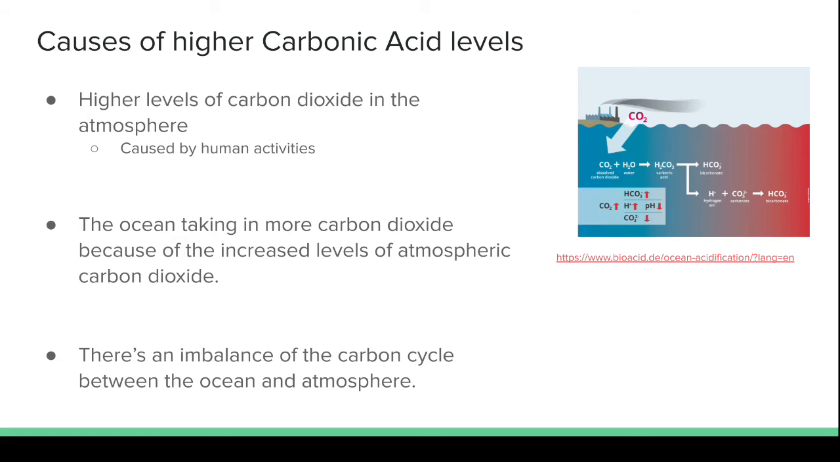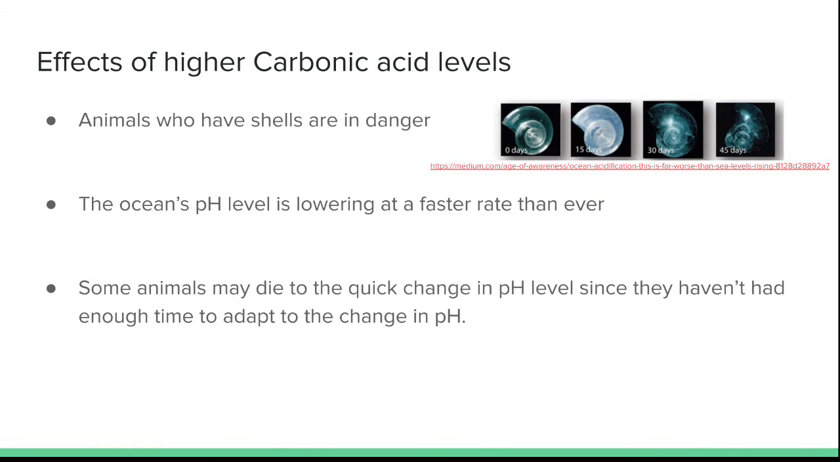The diagram shows how the carbon dioxide makes its way from the factories and cars and eventually into the ocean, and it shows the process of how the positively charged ions are released to decrease the pH level of the ocean. Effects of higher carbonic acid levels in the ocean.